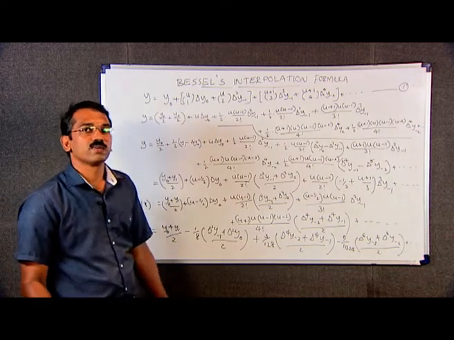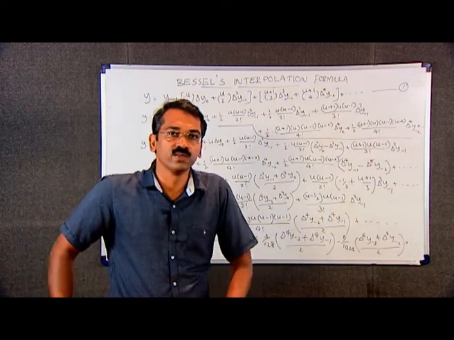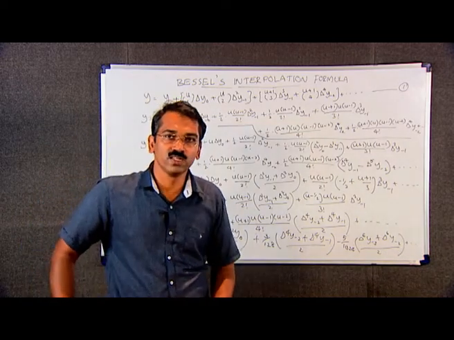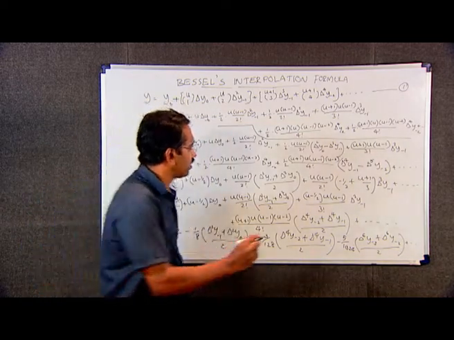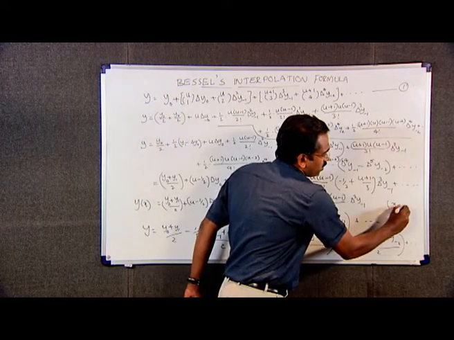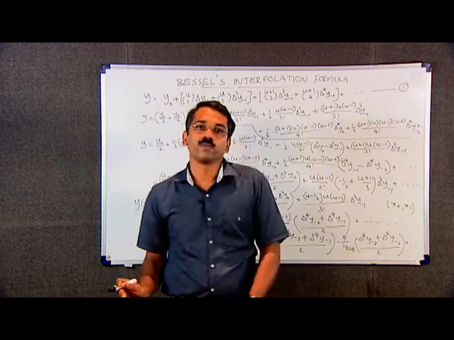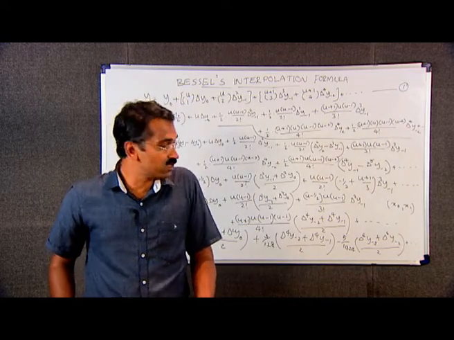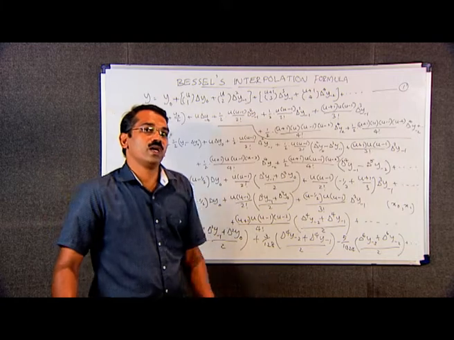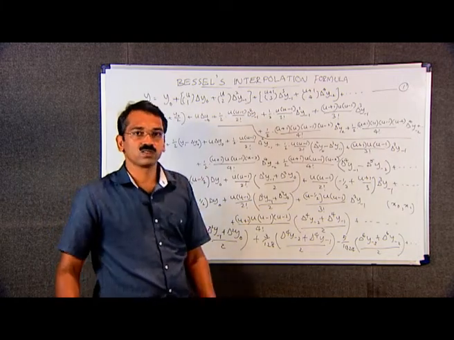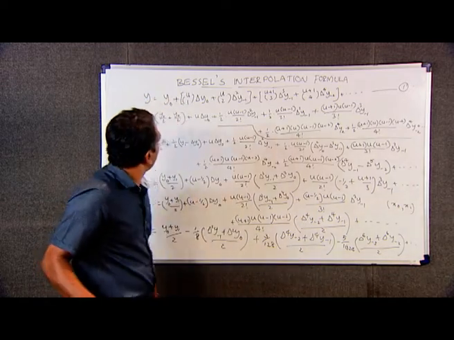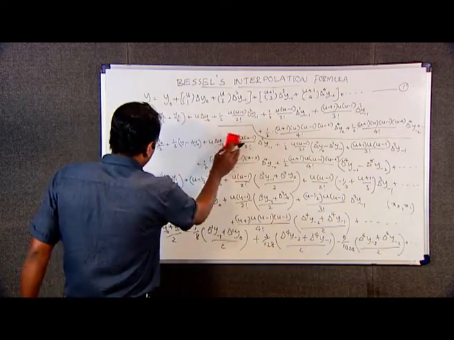This formula is a particular case of Bessel's formula, which is suitable for interpolating at the midpoint of any interval considered as the interval x0, x1. Hence, the formula is known as the formula for interpolating to halves, and this formula contains only the even order differences. Now, consider one example.